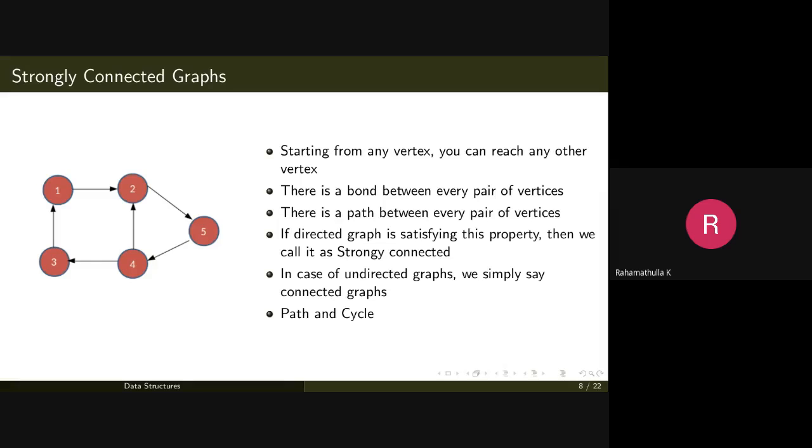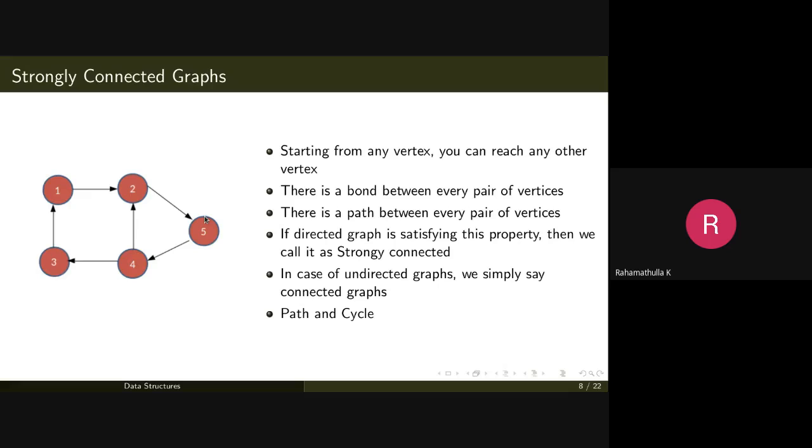Strongly connected graphs. In a strongly connected graph, starting from any vertex, you can reach any other vertex. There is a path between every pair of vertices. From 1 to 2, there is a path. 1 to 3, there is a path. 1, 2, 5, 4, and 3, there is a path. 1 to 5, there is a path.